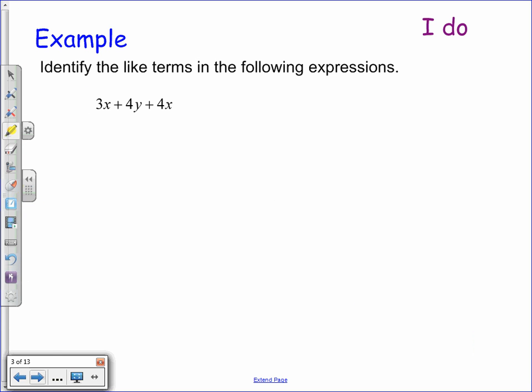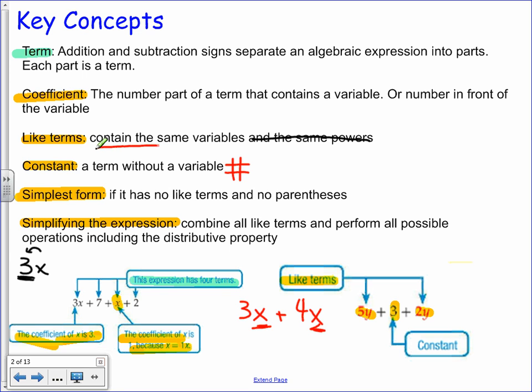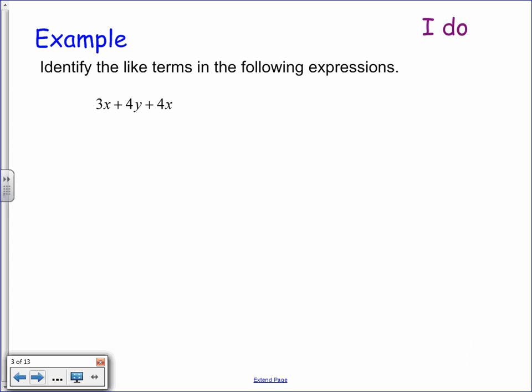Okay, so here's our first example. Identify the like terms in the following expressions. So first of all, we're just going to talk about the like terms. Now, like terms, remember, contain the same variable. So out of here, which ones contain the same variable? Well, I see a 3x here and a 4x here. So my like terms are 3x and 4x, and that's it. I can't do anything with this 4y, because there's no other y to go with it.